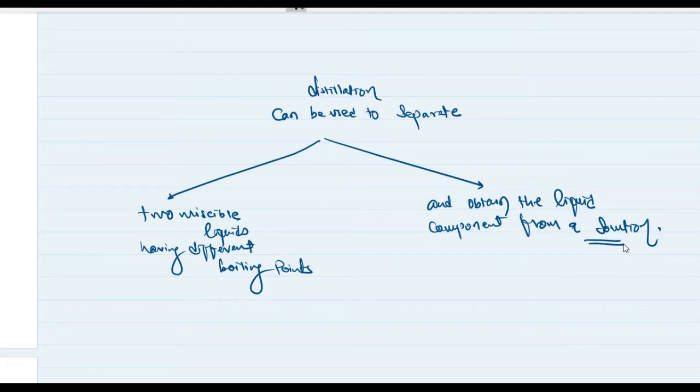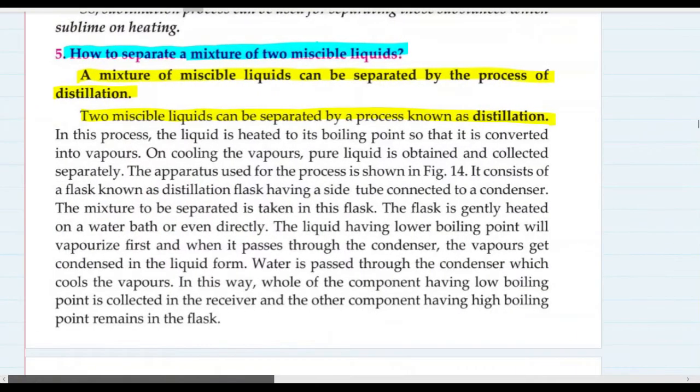In that condenser chamber, that steam or that liquid component in gaseous form is cooled down, and it is condensed back into liquid form. That liquid is pure water. The salt is left behind in the container in which the mixture was heated, right? So that is one more example for the application of distillation. It is also used for separating two miscible liquids which have different boiling points. Let's see how it is done.